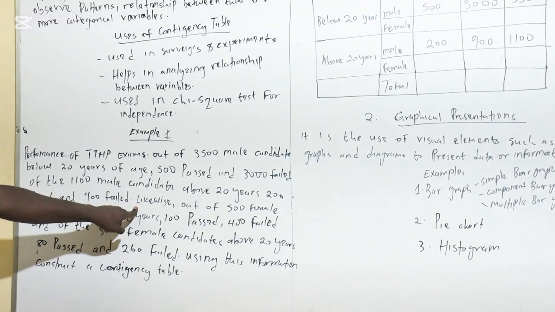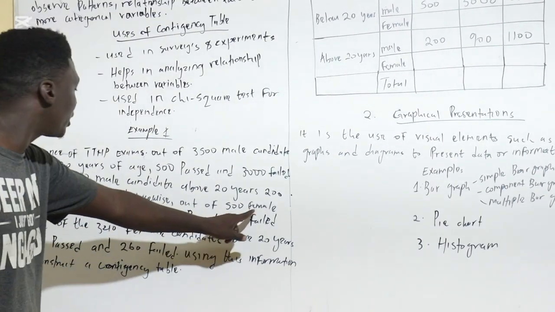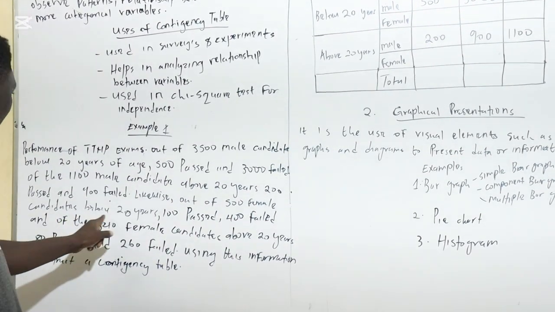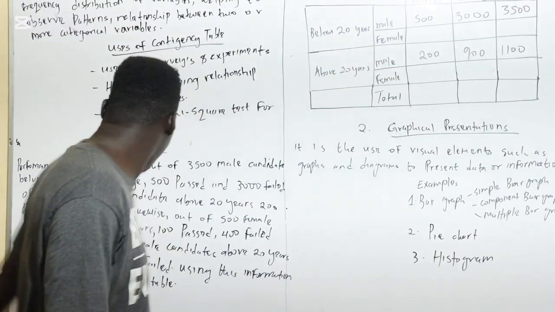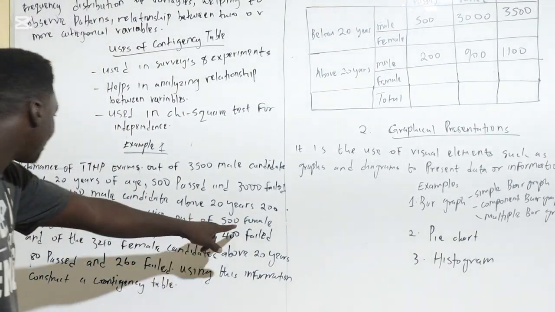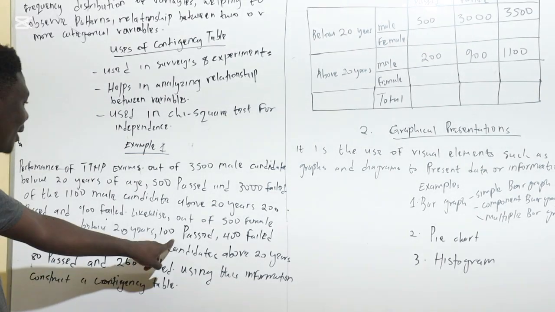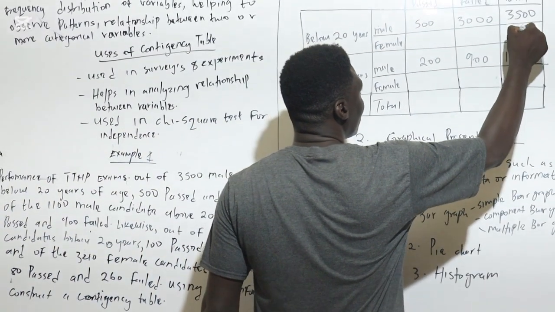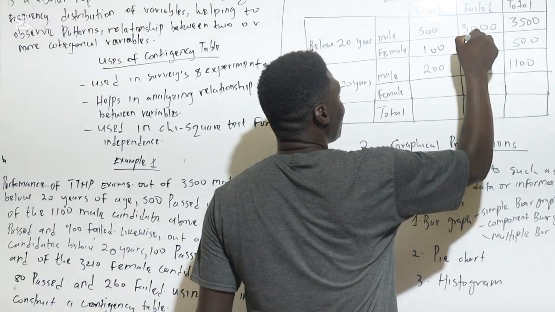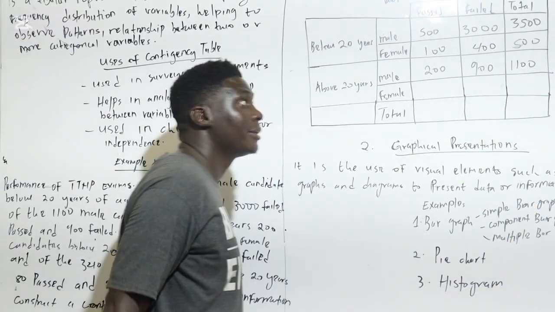Now, likewise, out of the 500 female candidates below 20 years of age, 100 passed and 400 failed. So the total was 500, with 100 passed and 400 failed.